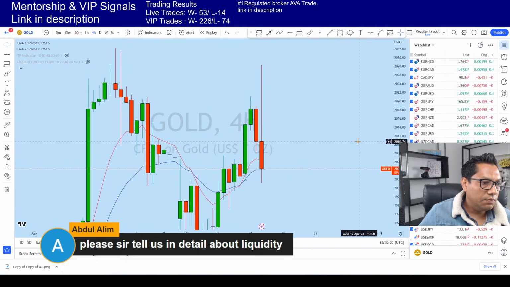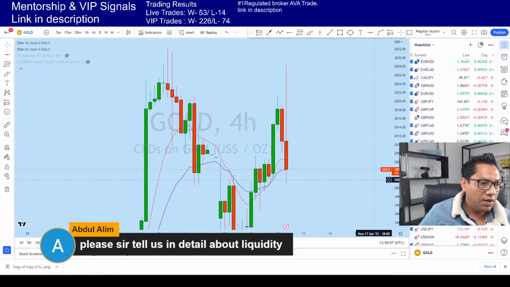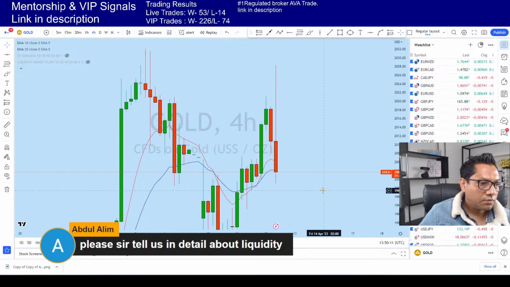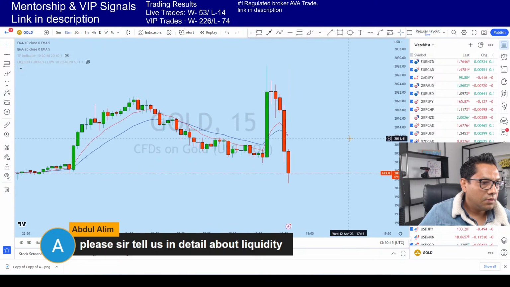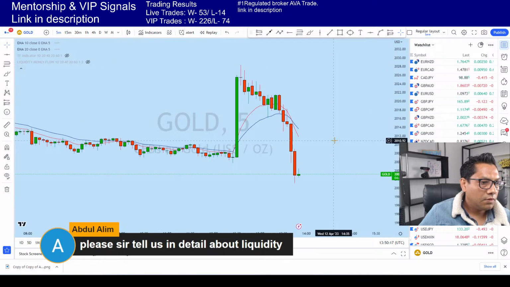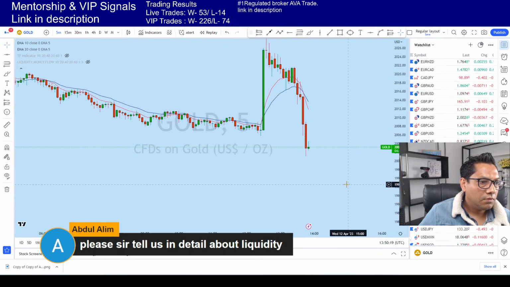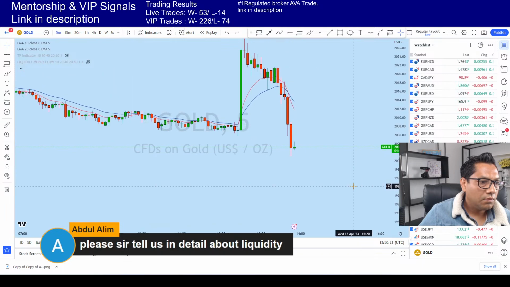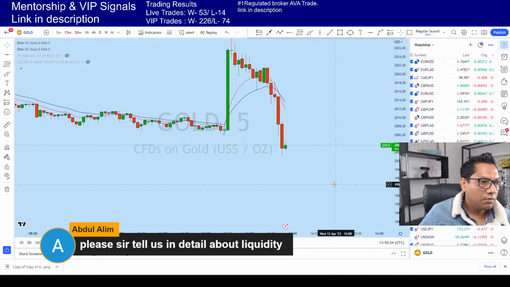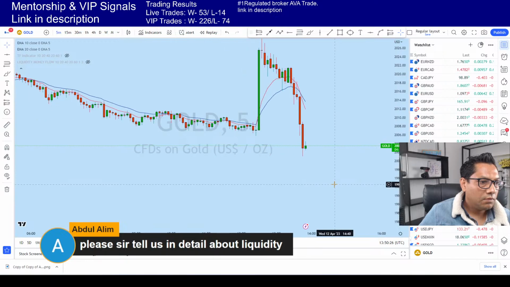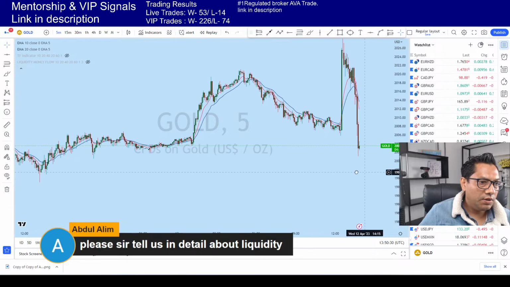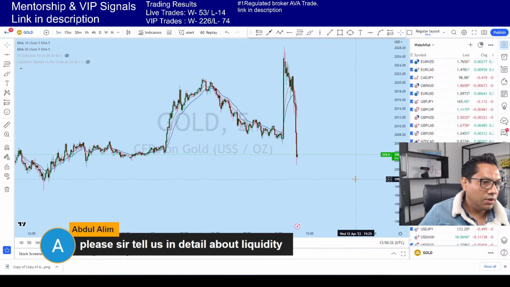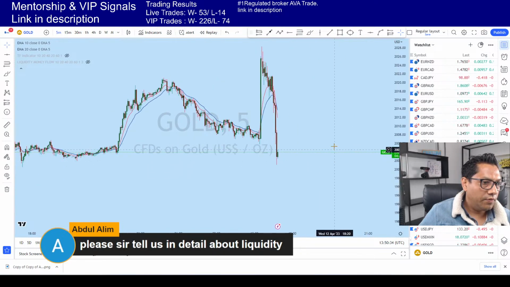We see now it is bouncing to the upside. So it grabbed liquidity. Now it is just going the other direction. Huge manipulation this way, that way. See what it is trying to do.